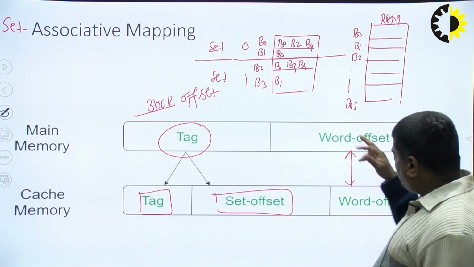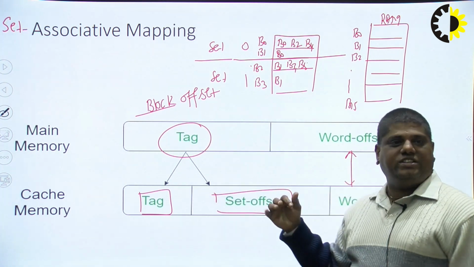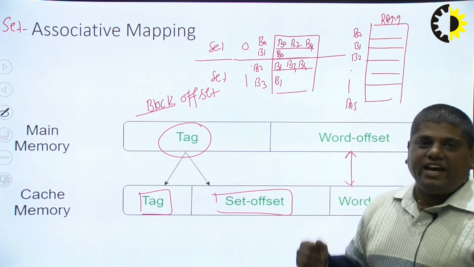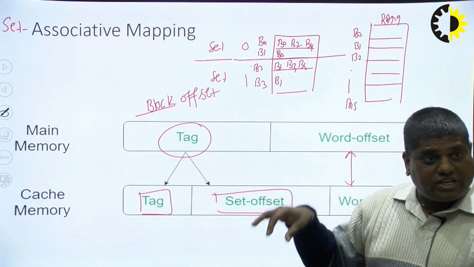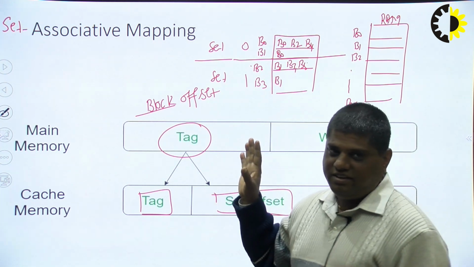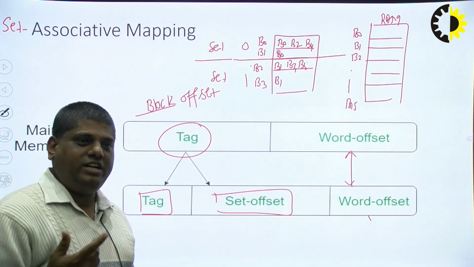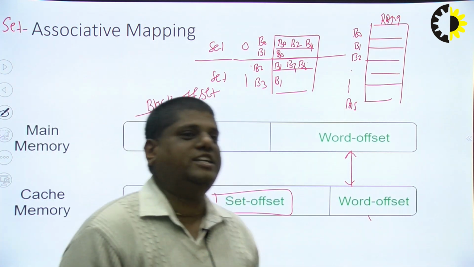Again, the word offset is not changed, but the block offset is classified into two parts, tag and index. What is the tag? The tag is how many blocks can be accumulated in the cache. And what is the index? The index is the total number of blocks. Now, for better understanding, we will meet in the next classes for a numeric example of cache mapping. Thank you.